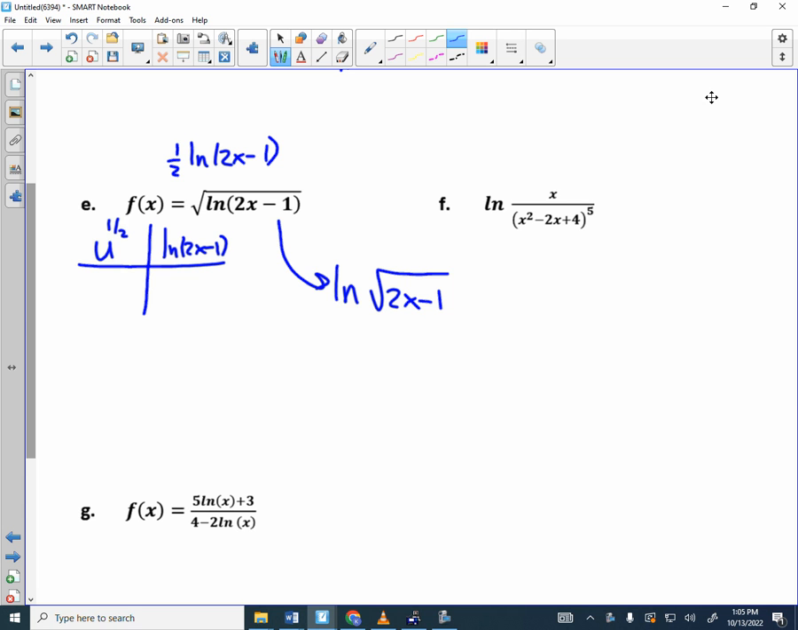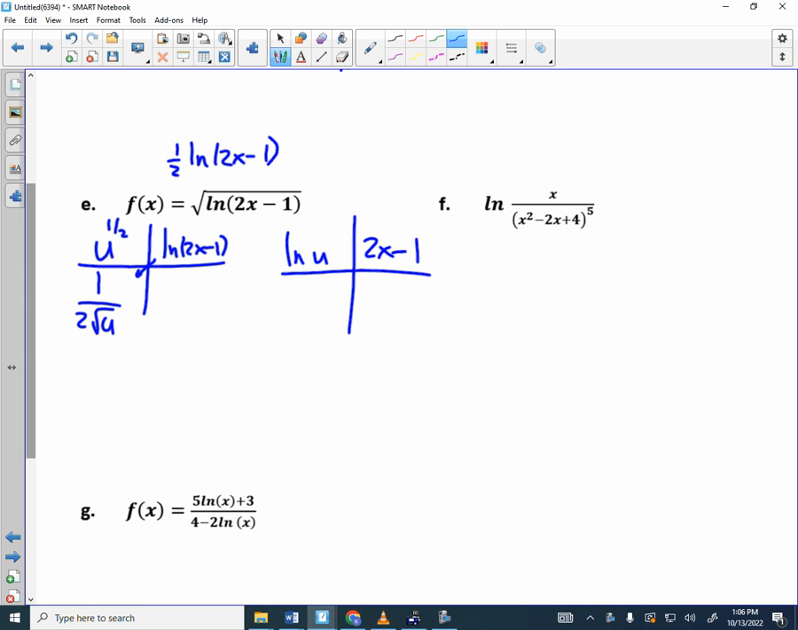Okay. Now the derivative is going to be pretty easy once we identify the outer structure. What's the derivative of u to the 1/2? 1 over 2 root u. That was easy. And do we know how to take the derivative of natural log of 2x minus 1? Yep, we can just set up a chain rule. I have the natural log of u, and what goes on the inside?